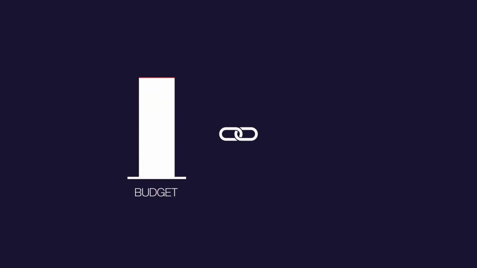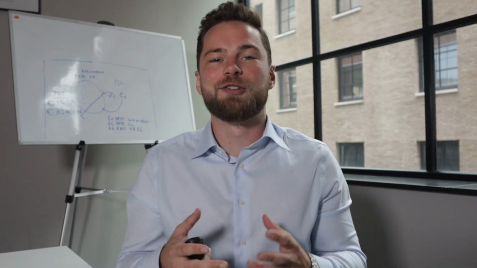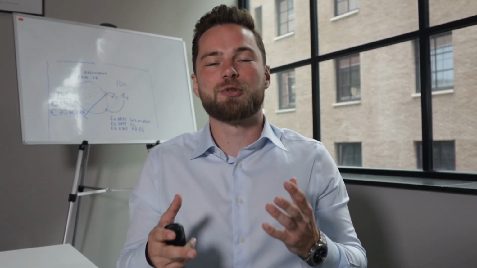When I increase my budget, the cost per result will also increase in 90% of the cases. Conversely, when I decrease the budget, my cost per result will likely decrease, which is beneficial. So that's why it's an art to scale an ad account while keeping the cost per result stable.